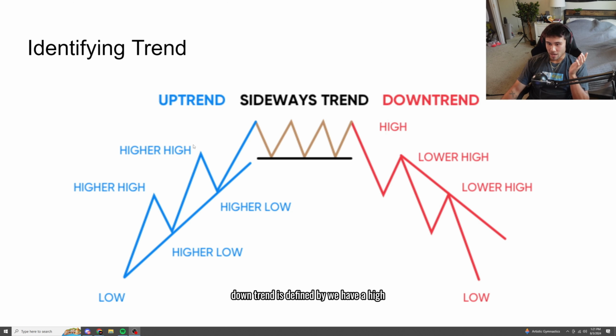Downtrend is defined by we have a high, and then you have a lower high, lower low, and then you have a lower high, and then you have a lower low. Just being able to identify trend is always going to be just a good thing to keep in your mind or your trading arsenal, if you will.